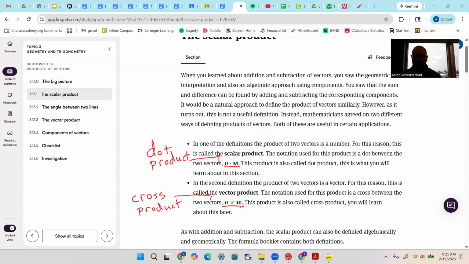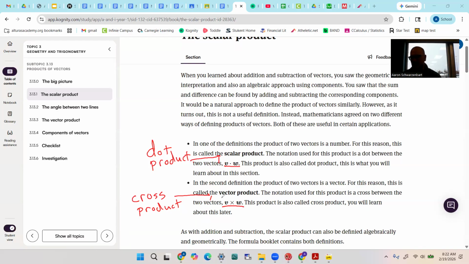This is why we have lessons. They are two different vector products. Dot has a dot and cross. This is why these are the shortcut names. I'll probably try to use them interchangeably so you're used to both.